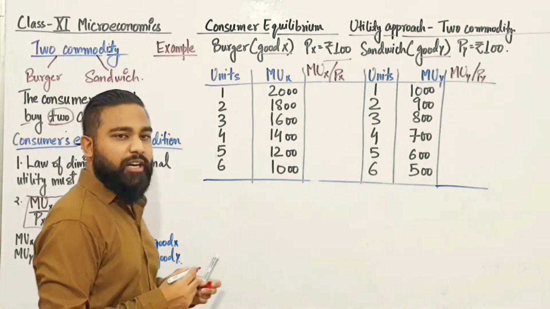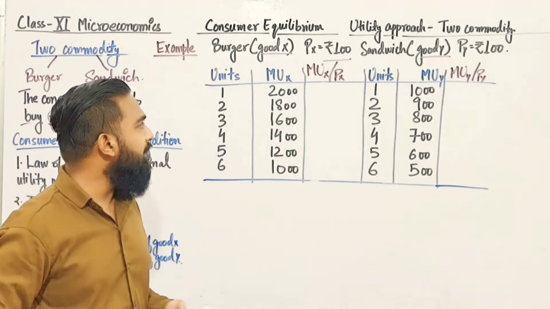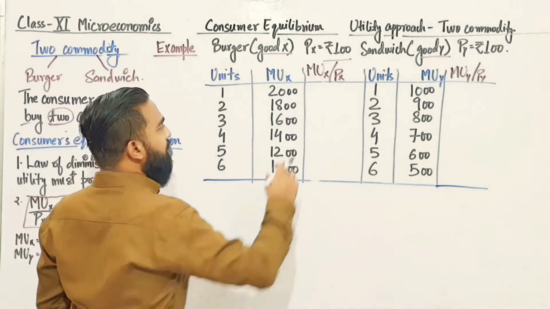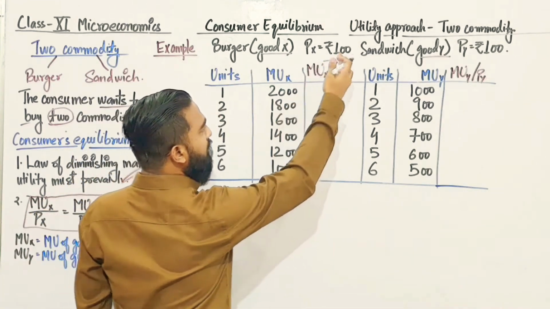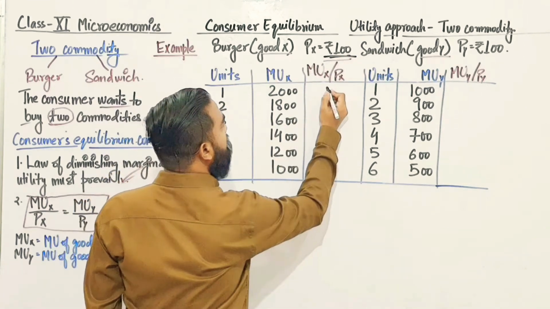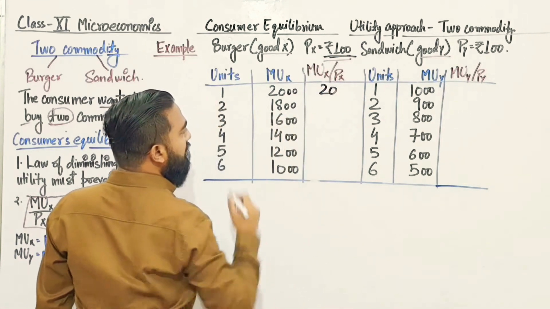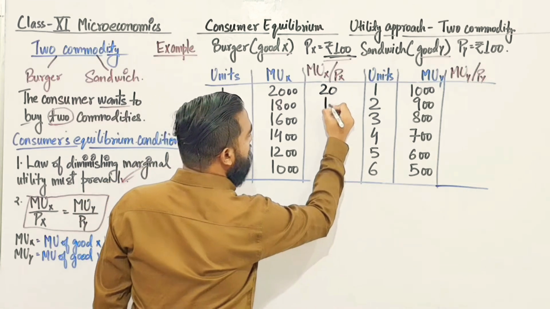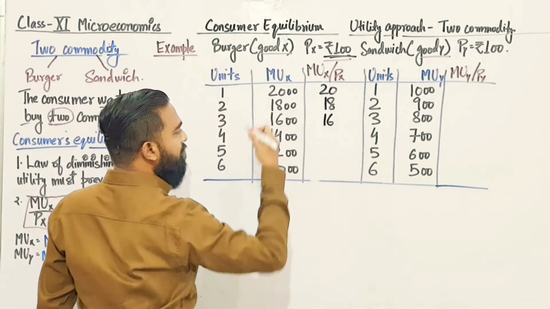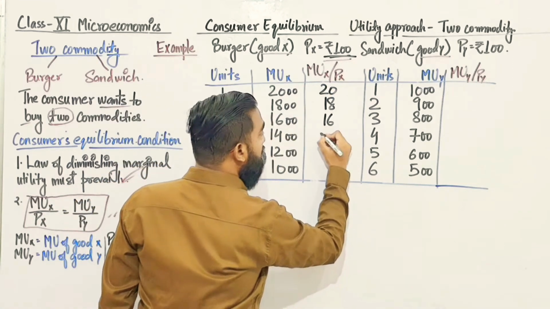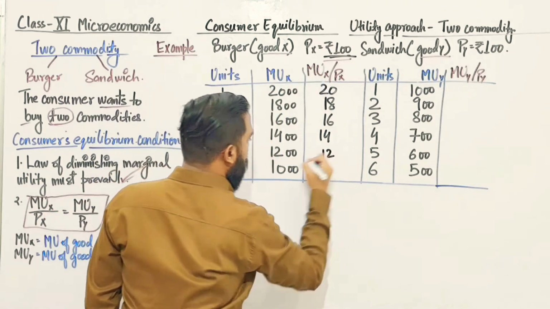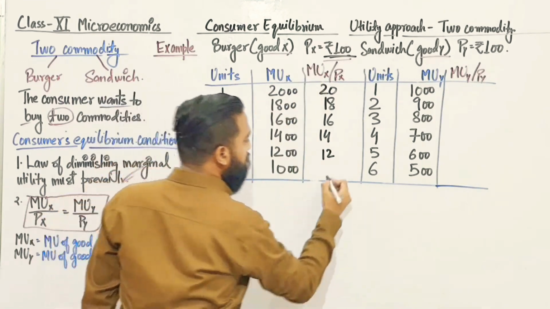Now let's satisfy the second condition. Let's calculate the value of MUX upon PX and MUY upon PY. Now 2000 upon 100, PX is 100, which is 20. 1800 upon 100, which is 18. 1600 upon 100, which is 16. 1400 upon 100, which is 14. 1200 upon 100, which is 12. And 1000 upon 100, which is 10.